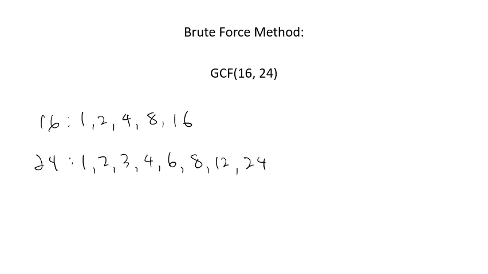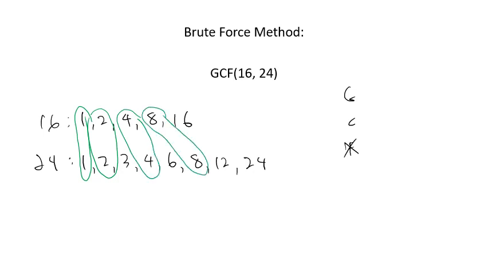So of the GCF, we've done the F part. We've listed out all the factors. The next step is to look at what's in common. We can see there's a 1 in common, there's a 2 in common, there's a 4 in common, there's an 8 in common. So this is my C part done. I've got all the common factors. Now the G: I just want the biggest one, and that's the 8. So the greatest common factor for 16 and 24 would be 8.